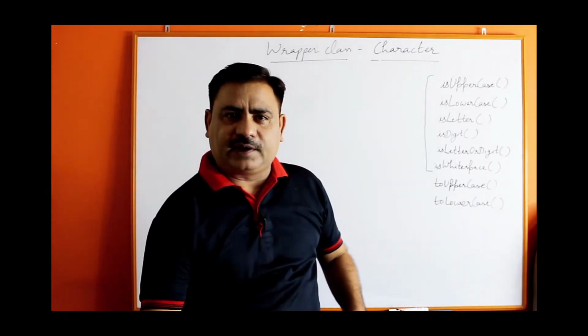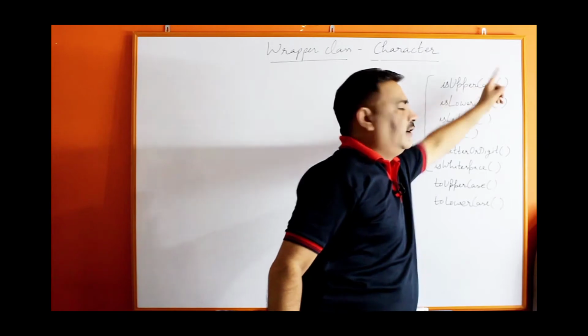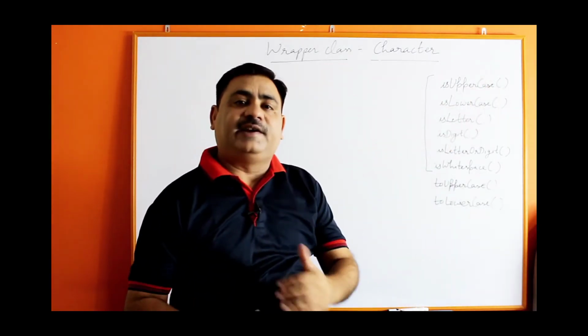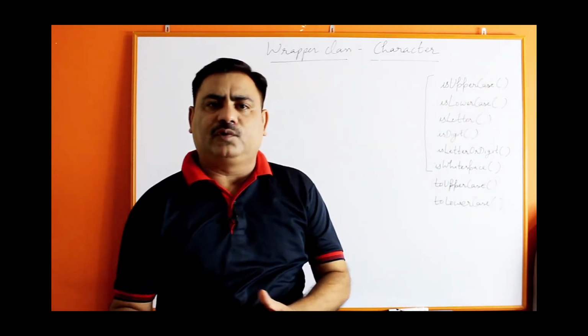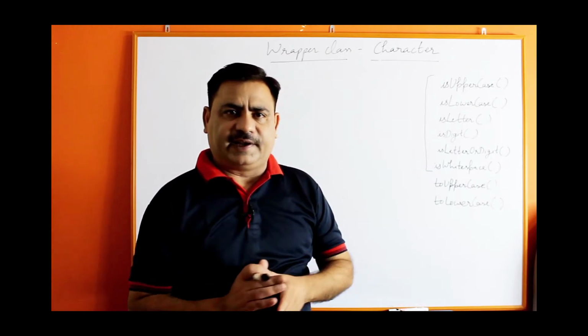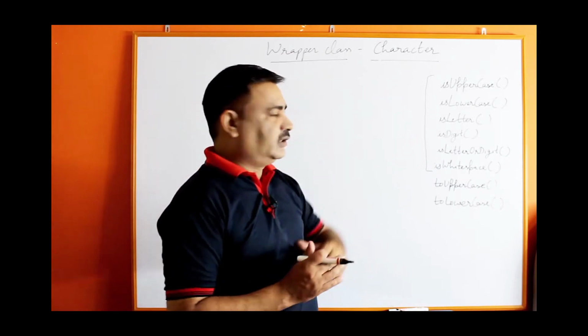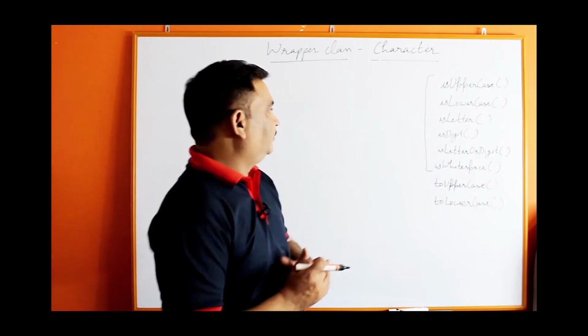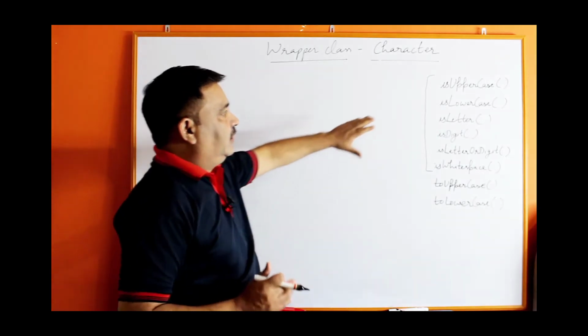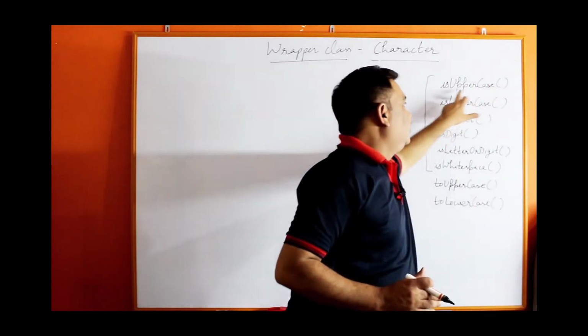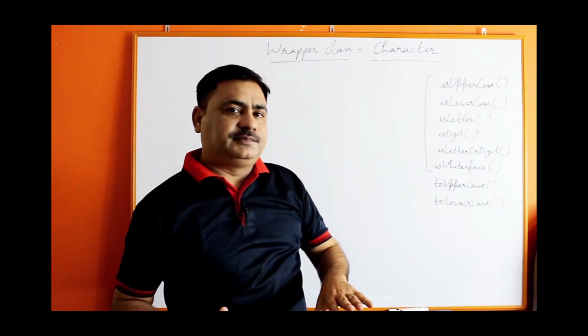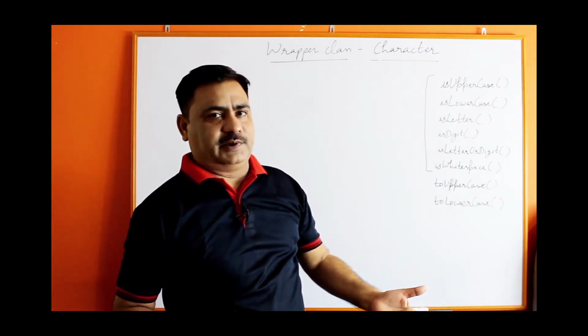Whenever you pass one character as a parameter here, it will check and return a Boolean value in the form of true or false. Any Boolean constant can be returned by the function. See here, if I pass a character to it, it will check whether it is capital or not. If it is capital, it will return true, otherwise false.